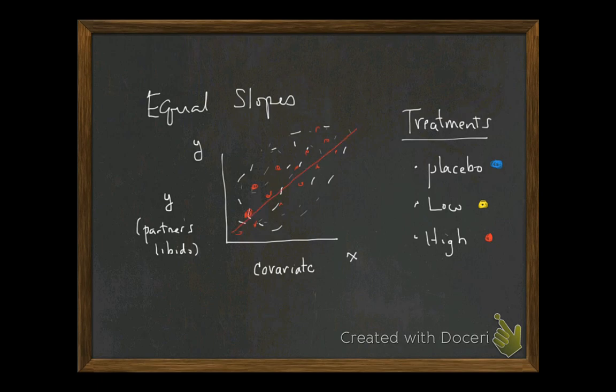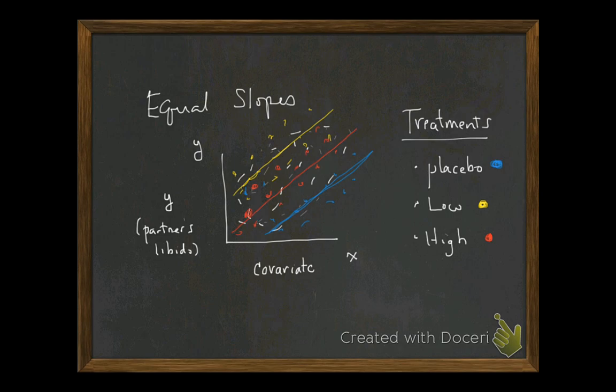Hope you guys can see that. And then we come in here with our blue points and we fit a line to it. And then we come in here with our yellow points. I'm just making this up, okay. And we come in with our yellow. If we don't violate the equal slopes assumption, then the yellow line, the red line, and the blue line are going to have equal slopes.